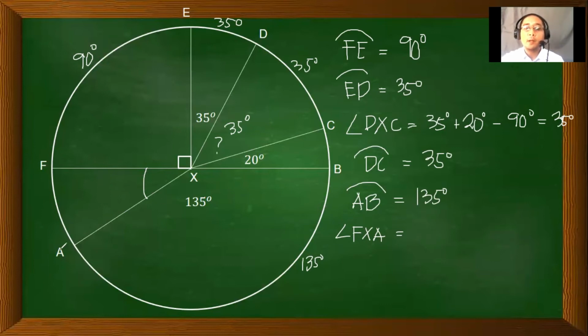So if you observe here, angle AXB is 135. All we need to do is subtract that one from 180 in order that we will get the measurement of the missing angle, which is FXA. And the measurement of FXA is 45 degrees.